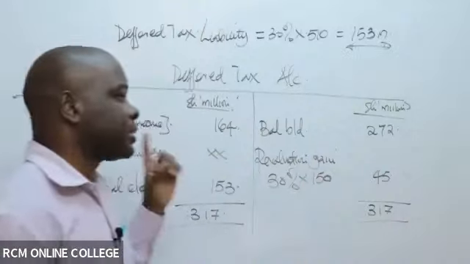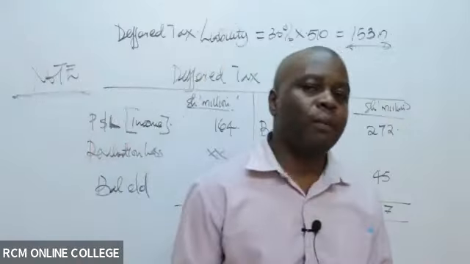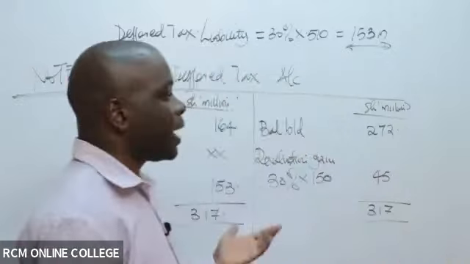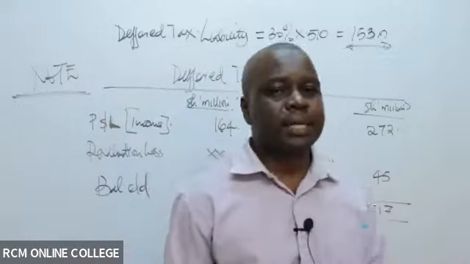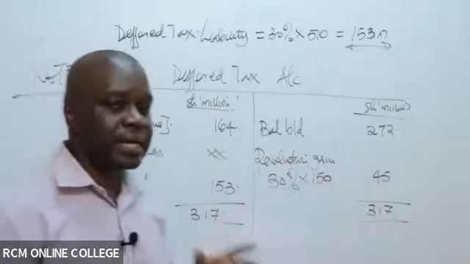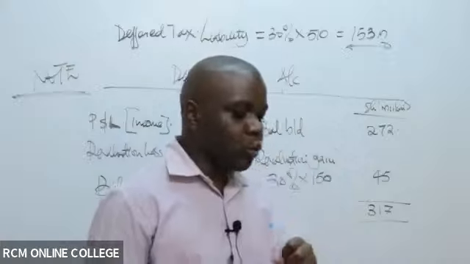For example, the taxman doesn't consider depreciation as an allowable expense when you're computing taxes. It doesn't consider provision for bad debts when computing the amount that is supposed to be taxed. Therefore, that is the essence of looking into these matters concerning current tax and, of course, deferred tax, so we can be able to finalize.